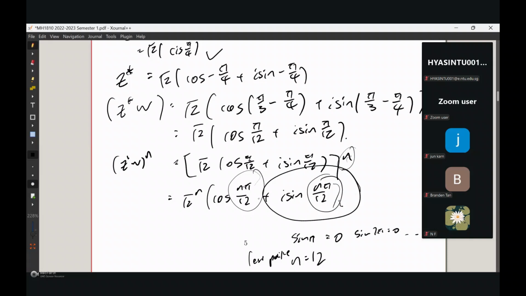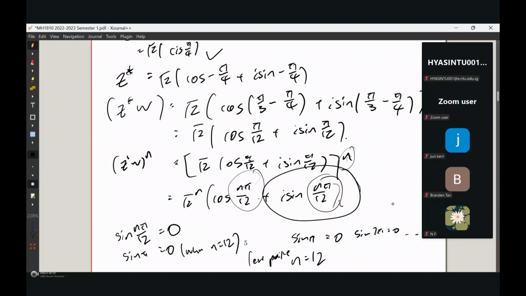Okay, which means sine of n pi over 12 has to be 0. And we cannot let n equal 0 because it's not positive. So we want the smallest value of n, and the smallest value of n is 12. Because when n equals 12, we have sine pi, and sine pi is equal to 0.